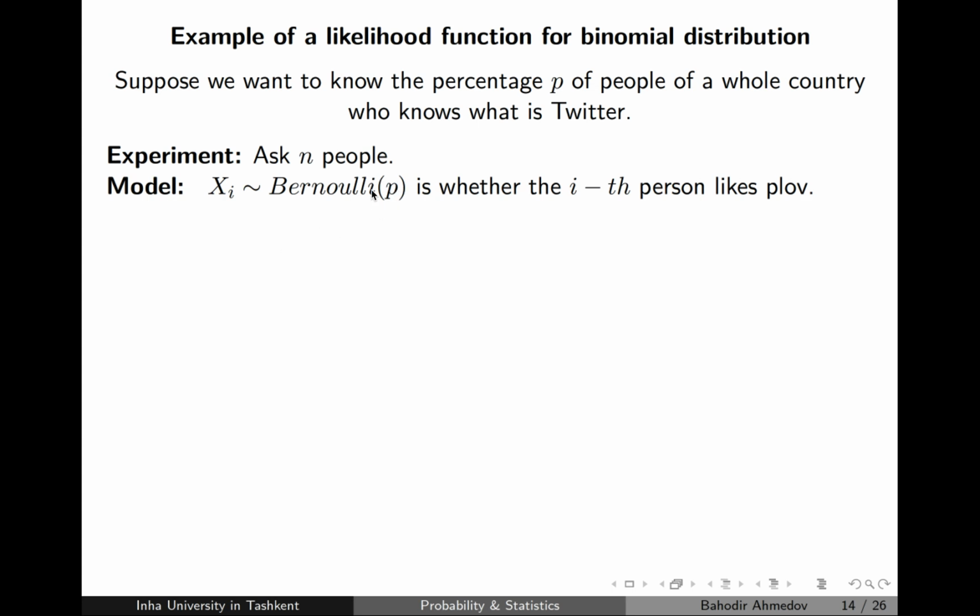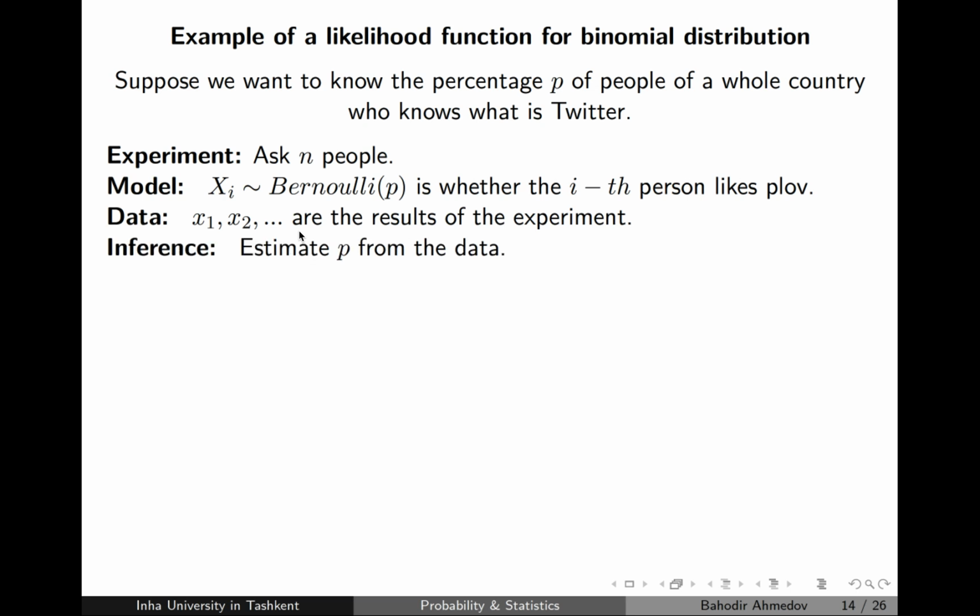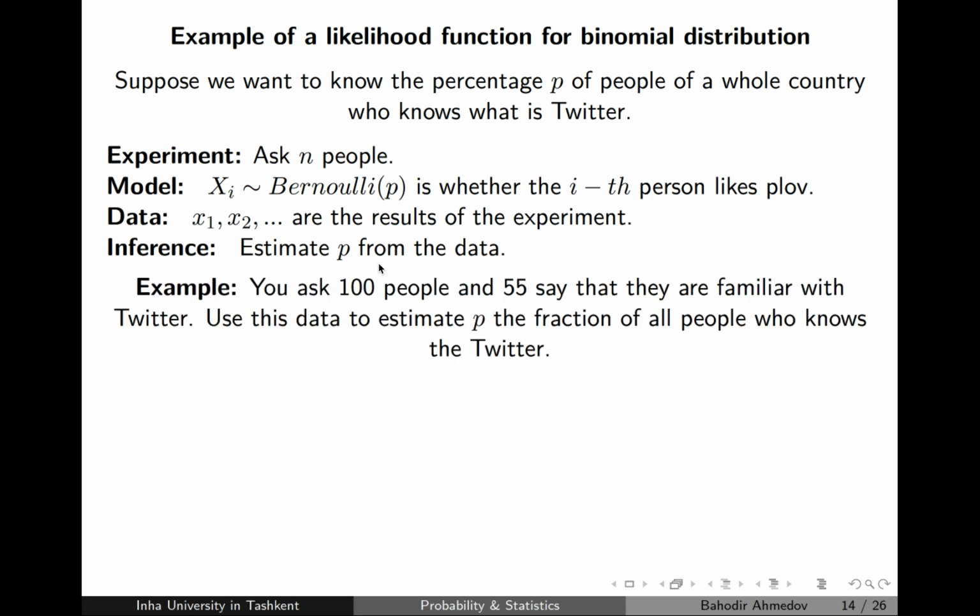So this p is the population's proportion who know what Twitter is. I would like to estimate this. I would like to know what this p is. So after the experiment, I'm going to get x1, x2, and so on up to xn, the answers of the people. They are going to take the values either 1 or 0. I would like to estimate this p from the sample. So let's assume I ask 100 people and 55 say yes, they are familiar with Twitter. I would like to use this data in order to estimate p, the percentage of people in the whole country who know what Twitter is.